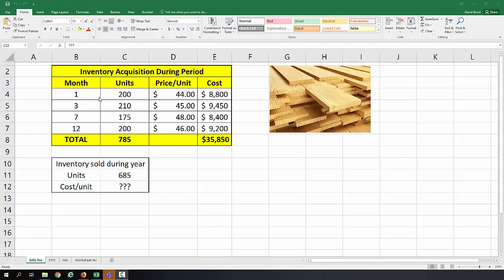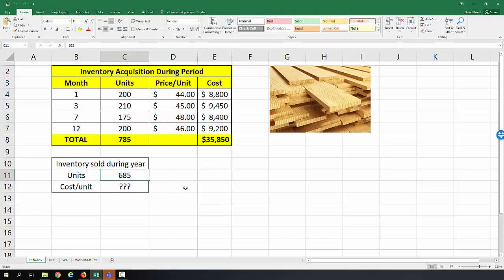But in this case, we have an inventory item, there were 4 different acquisition points across the period. They purchased different numbers of units from 200 to 210 to 175 to 200 across the year for a total of 785 units. And the cost per unit varied from $44 a unit to $48 a unit. So in total, they have 785 units on hand or available to sell. And those units cost them in total $35,850.